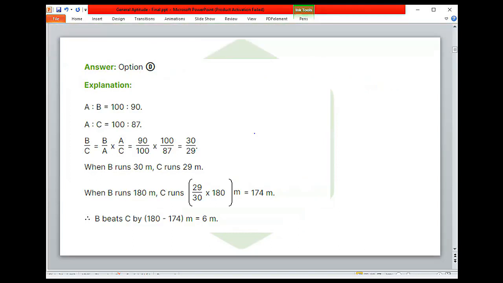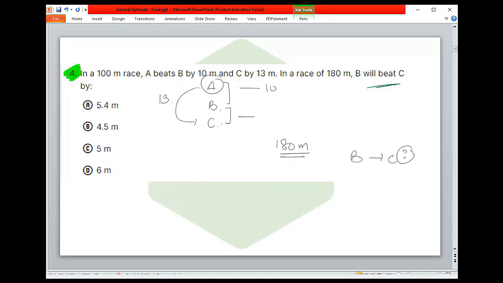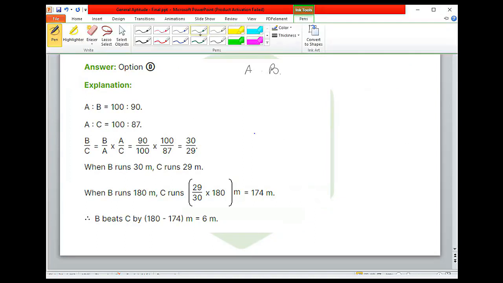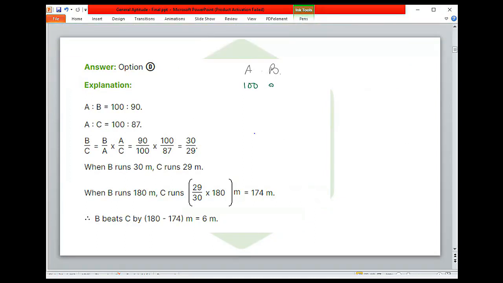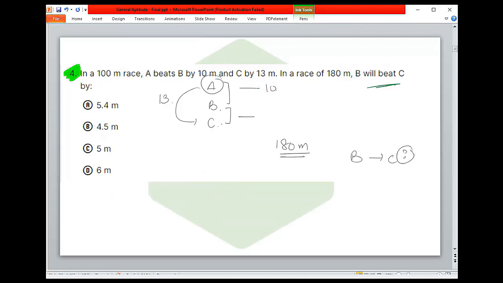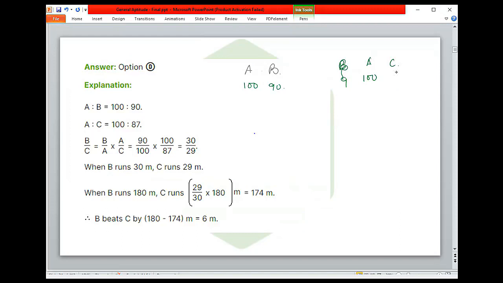I just have to make the ratio. Okay. A is beating B by 10 meters. That means if A is at 100, then B is at 90. Are you understanding this? If B is at 90 when A is at 100, then C, since A is beating C by 13, is at 87.